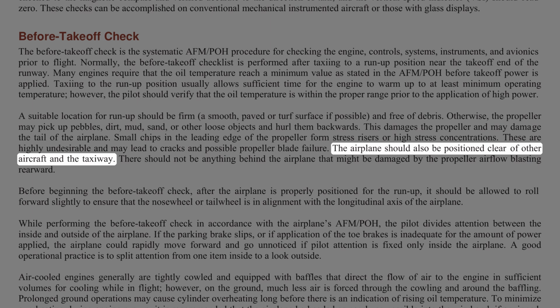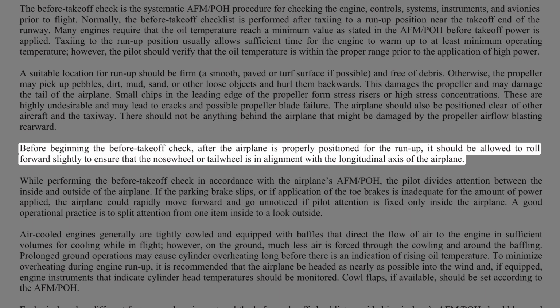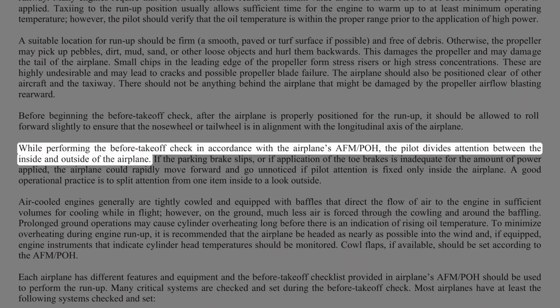The airplane should also be positioned clear of other aircraft and the taxiway. There should not be anything behind the airplane that might be damaged by the propeller airflow blasting rearward. Before beginning the before-takeoff check, after the airplane is properly positioned for the run-up, it should be allowed to roll forward slightly to ensure that the nose wheel or tail wheel is in alignment with the longitudinal axis of the airplane. While performing the before-takeoff check in accordance with the airplane's AFM, POH, the pilot divides attention between the inside and outside of the airplane.